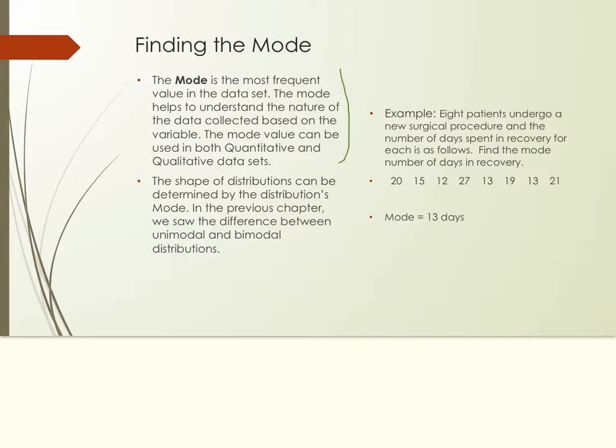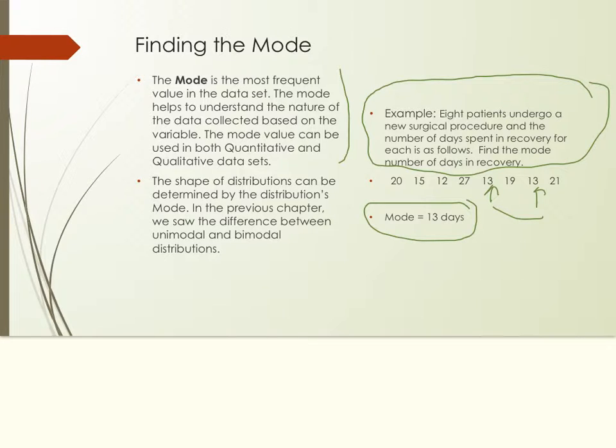So the most frequent observation is considered the mode. The shape of the distribution can be determined sometimes from the mode, and we saw in the previous chapter the difference between unimodal and multimodal and even bimodal distributions. So in our example of the 8 patients that undergo the surgical procedures to find the number of days of recovery, for the 8 days we see that there are 2 values that are the same. These are the most frequent values. So the mode in this case, it's unimodal, and the mode is 13 days.